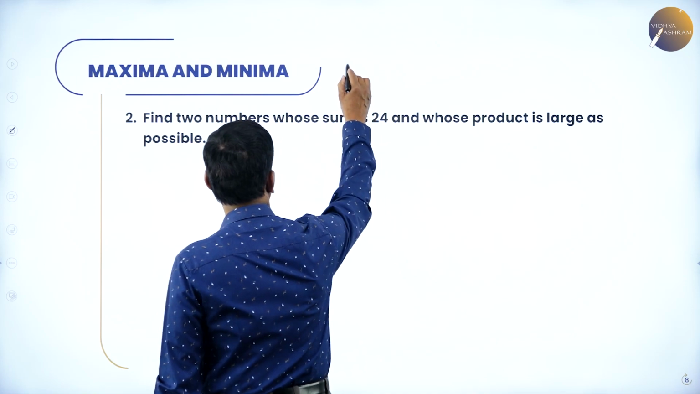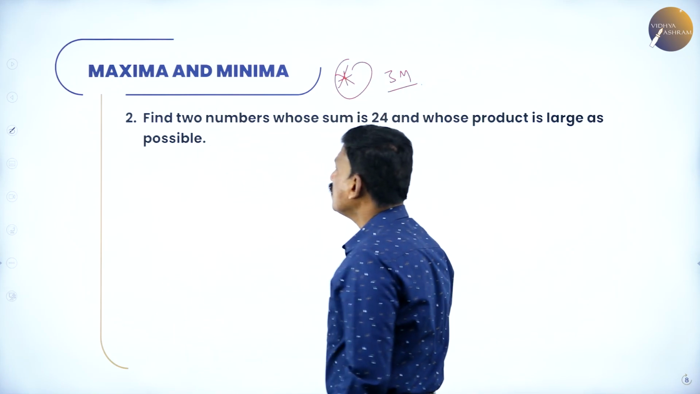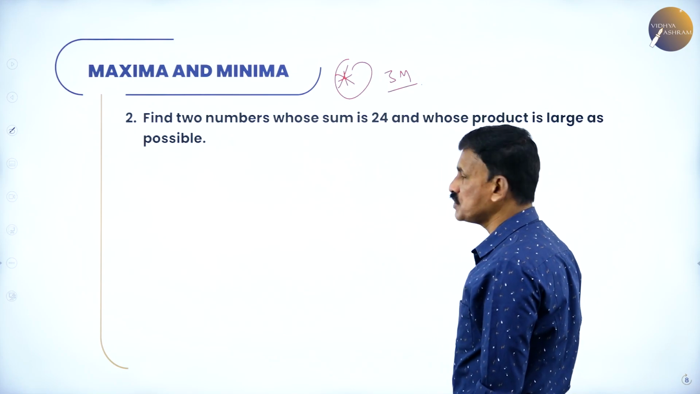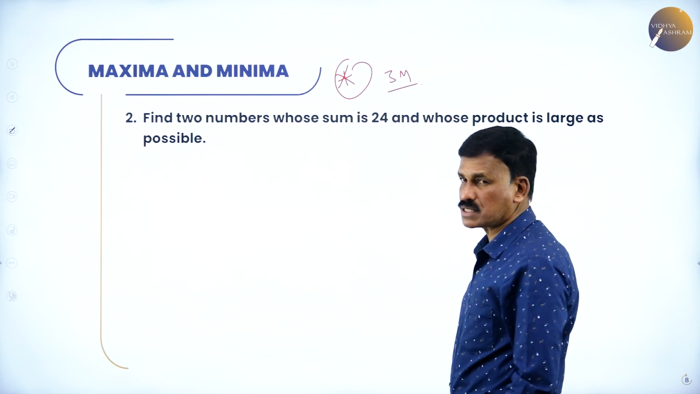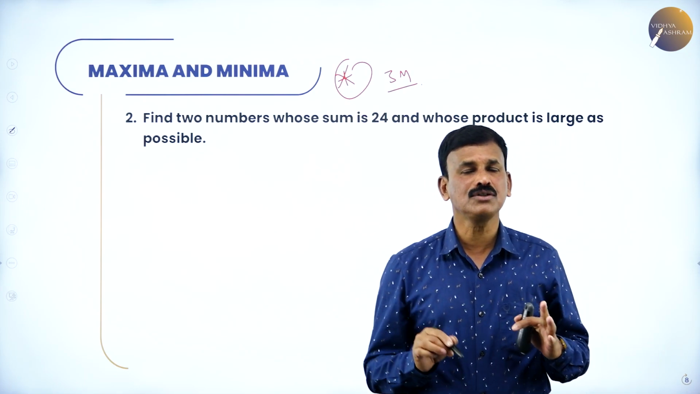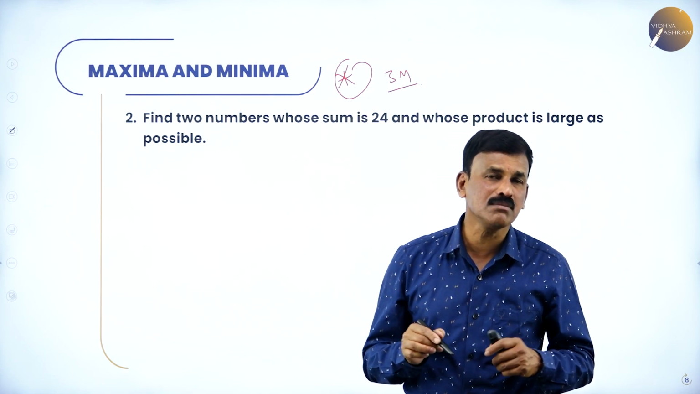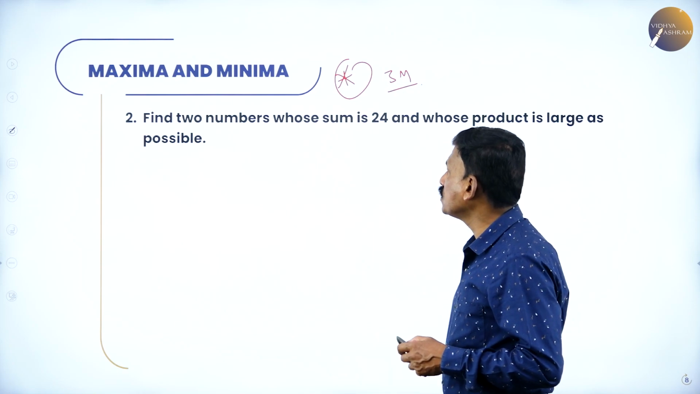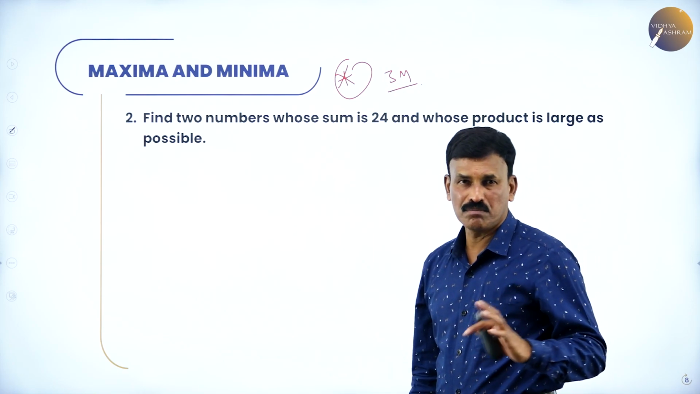Now, this is a very important problem for 3 marks. You may expect 3 marks. Find two numbers whose sum is 24 and whose product is as large as possible. So, find the two numbers whose sum is 24. If you add two numbers, you will get 24. And if you multiply, you will get the maximum value.